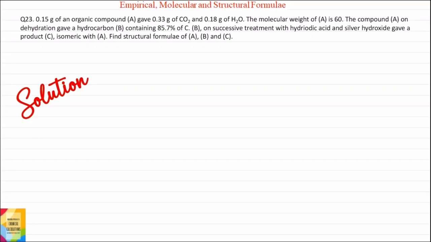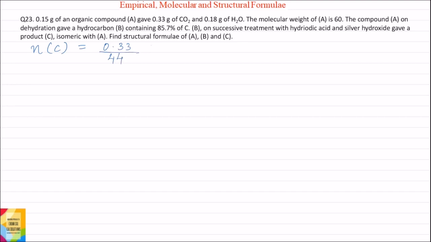First of all, we will find the moles of carbon and moles of hydrogen in the given compound A. So moles of carbon is equal to moles of carbon dioxide, which is equal to 0.33 divided by 44, and this is equal to 0.0075 moles. Moles of hydrogen will be equal to 2 into moles of H2O, that is 0.18 divided by 18, and this is equal to 0.02 moles.